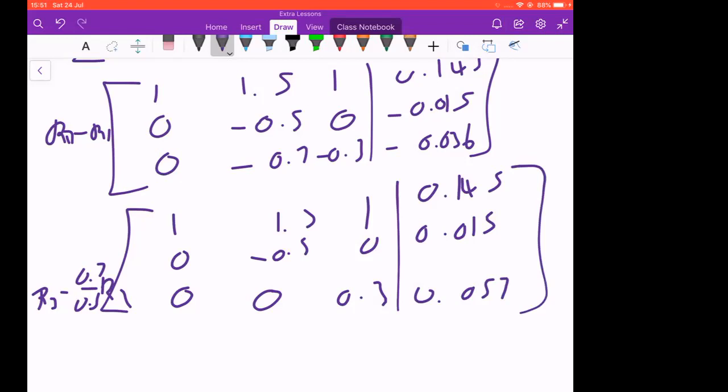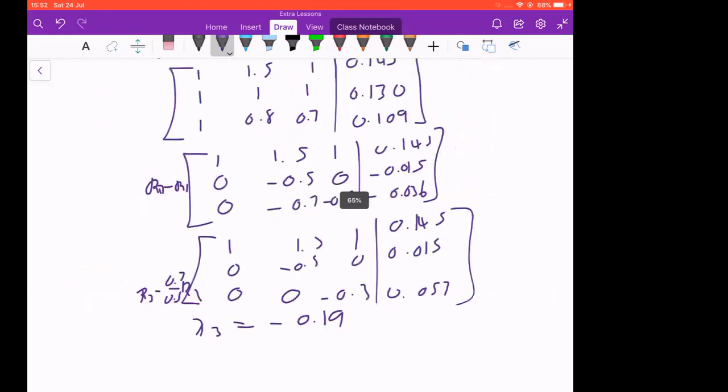Okay, so basically, from here you can see that lambda 3 is going to be equal to 0.057 minus 0.3. It's supposed to be negative, -0.19. And please confirm if this is correct.